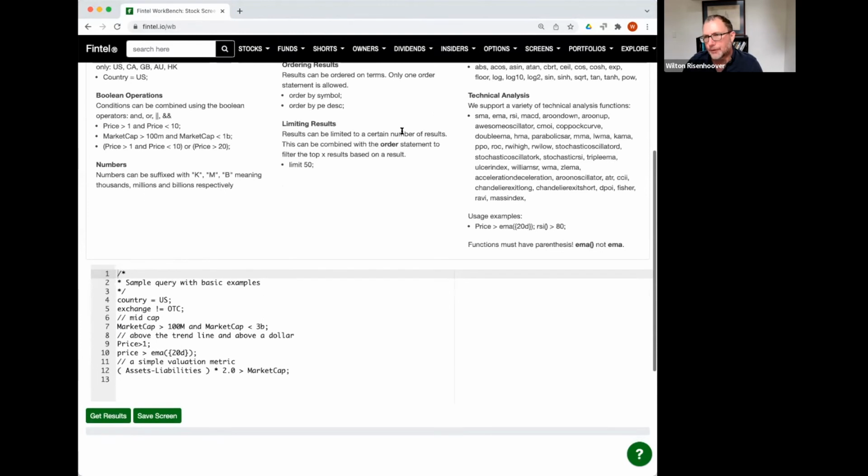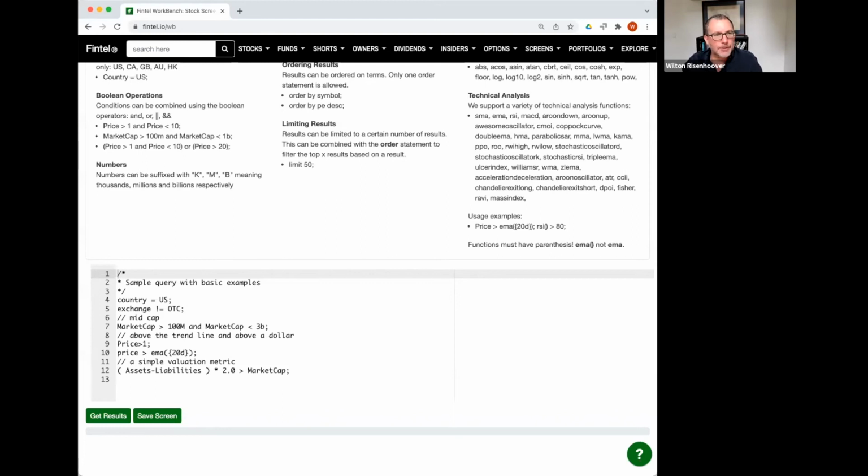This is the Fintel workbench, and I don't normally talk about the Fintel workbench on this webinar because I do a whole webinar on the workbench next week at this exact same time. But basically, oh man, another technical glitch here. Hang on one second. Okay. Share screen. Okay.